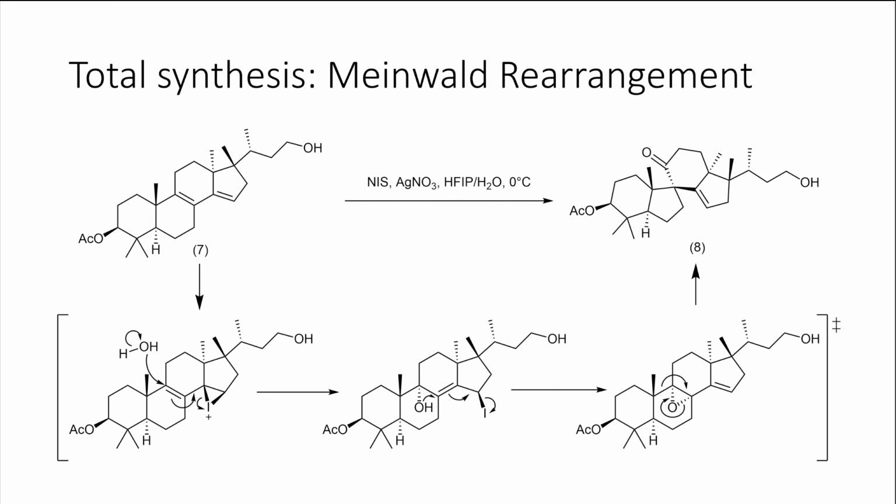However, intramolecular SN2 attack on the formed hydroxyl group and elimination of the iodine was unfavored, and through heavy experimentation, the group found that a condition of aqueous silver nitrate and hexafluoroisopropanol with N-iodosuccinimide resulted in the desired spirocyclic ketone 8.